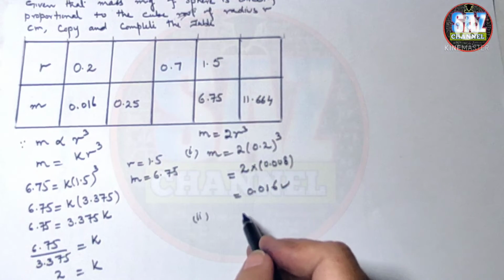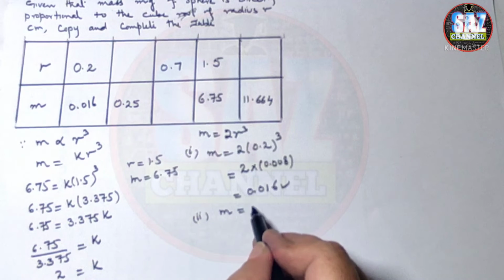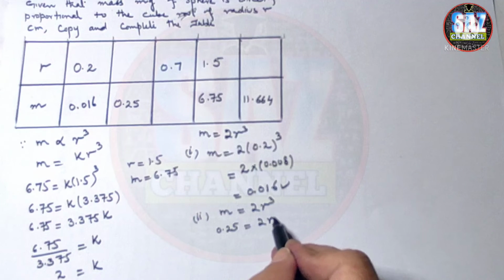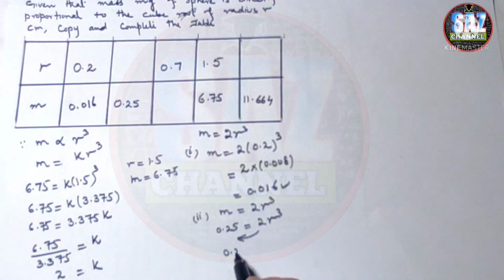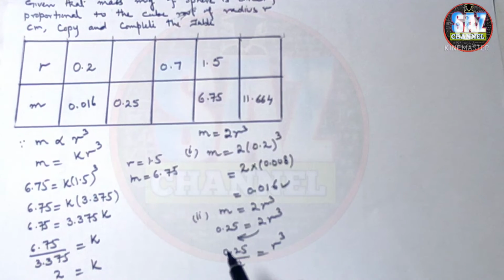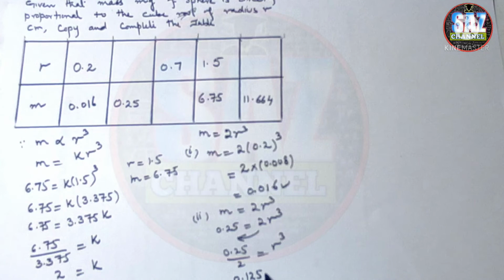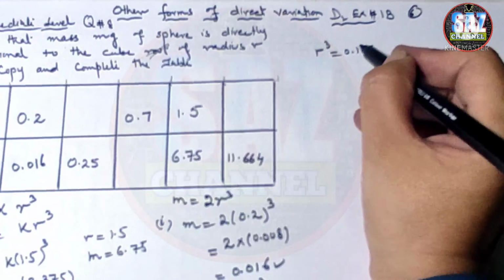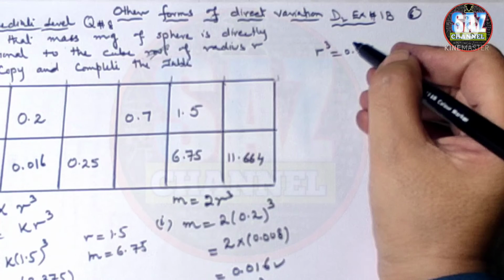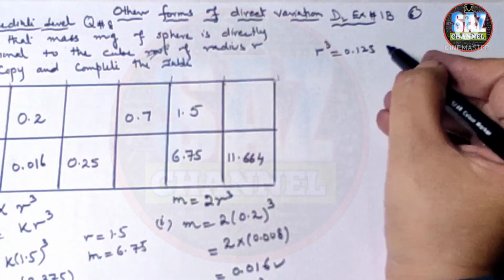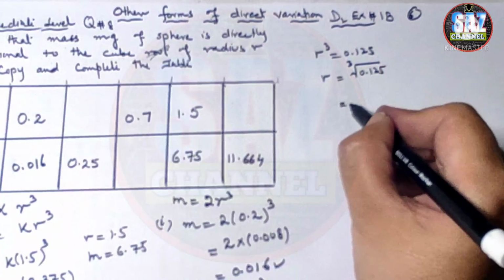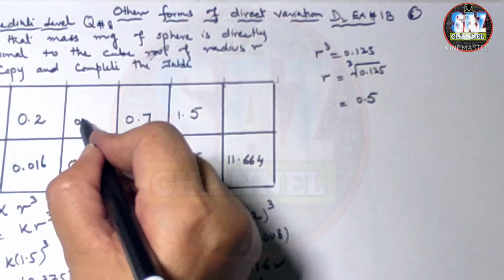Now the next unknown is the value of r, for which the value of m is given. Again, I have to use the rule m equals 2r cubed. The value of m is 0.25, so 0.25 equals 2 times r cubed, and shift this 2 to the other side. 0.25 divided by 2 equals r cubed, and 0.25 divided by 2 gives me 0.125. Let me go up. r cubed equals 0.125, and now I have to take the cube root. So I'll press shift and the cube root key and 0.125. This gives me 0.5. r equals the cube root of 0.125, and this is 0.5. So here I'm supposed to write 0.5.